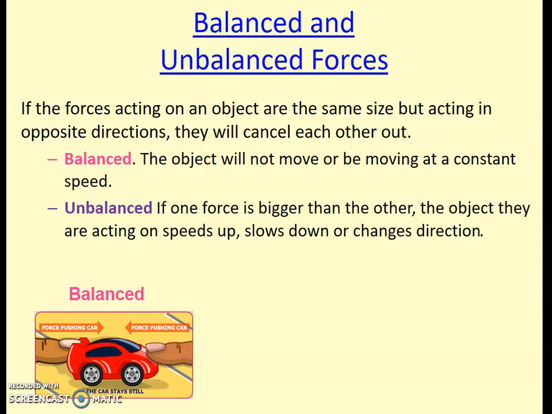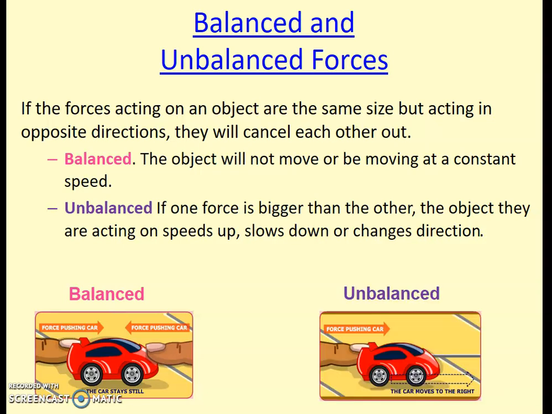If they're unbalanced and one force is bigger than the other, the object they are acting on actually speeds up, slows down, or changes its direction. So if you imagine there's a lot of force behind a car and not enough pushing on the front, it's going to accelerate and go a lot faster. If you've got a bigger force on the front than on the back, it's going to start slowing it down. So, balanced and unbalanced. Balanced, it stays the same or moves at the same speed. Unbalanced, speeds up, slows down, or changes direction.